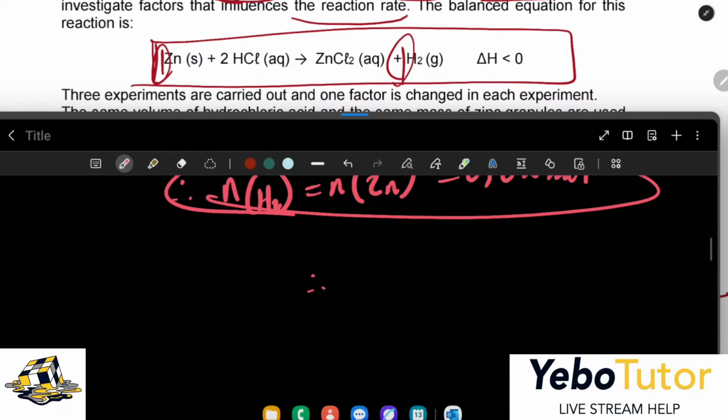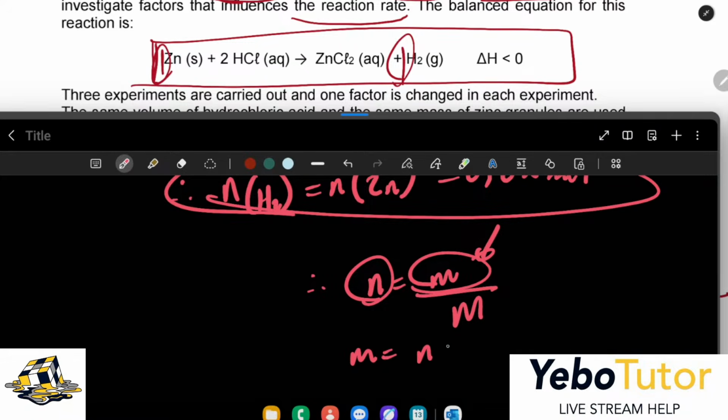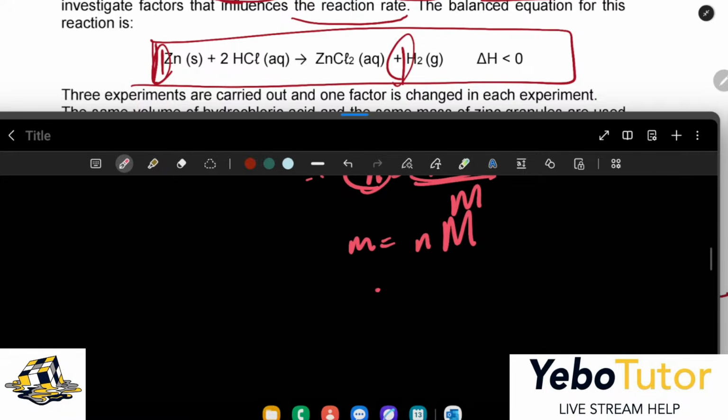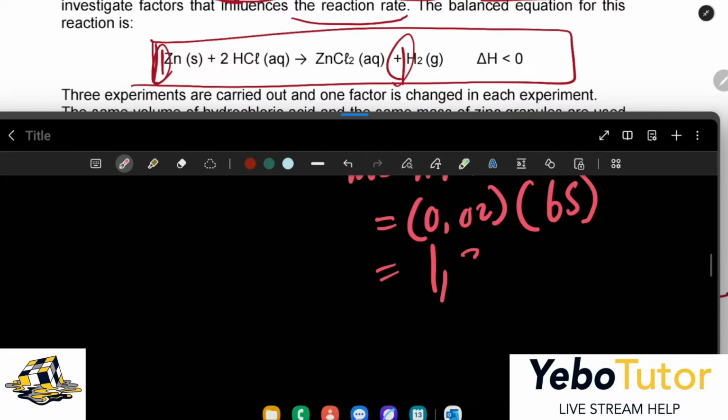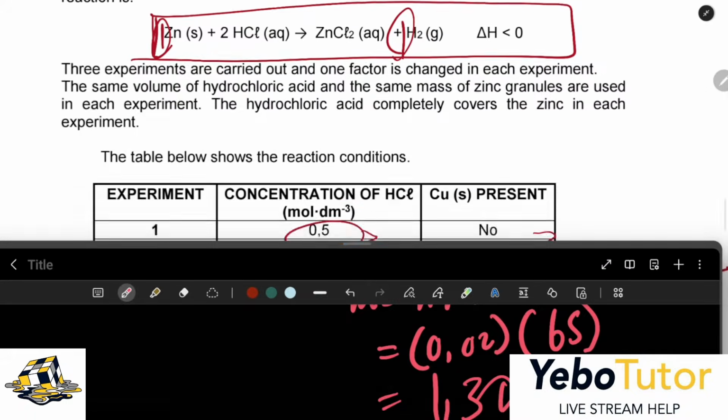Now we can calculate the mass, because we know that n is always equal to the mass over the molar mass. We already know n, and what we want to calculate is m. So m will be n multiplied by the molar mass. Your n in this instance is 0,02. The molar mass of zinc, using your periodic table, is 65. Then you multiply the two and you get 1,30, and of course this will be in grams. Then you get your 5 marks for solving that part.